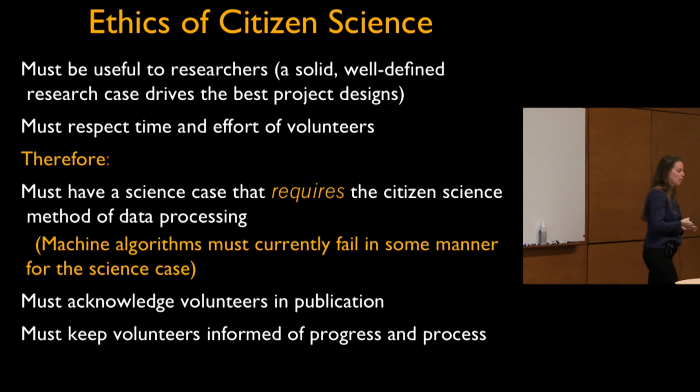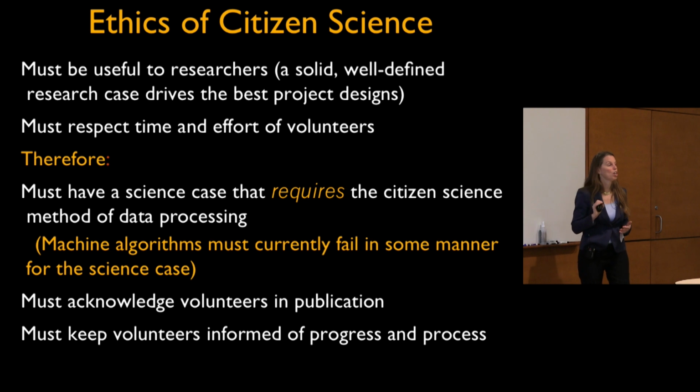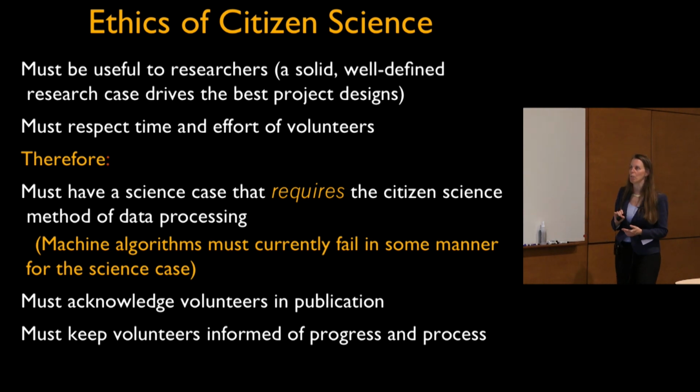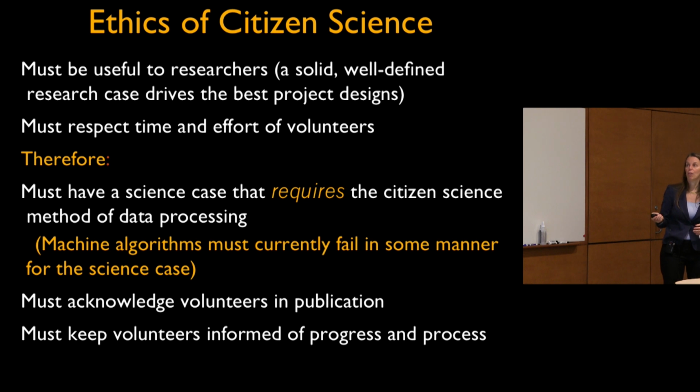It also has to be a research project which can prove that machine algorithms don't yet work on that particular research problem. We must keep the volunteers informed of the progress and the process, and we must acknowledge the volunteers in the publication. We typically do that by putting a link in the publication to a website that lists every single person that has contributed to the work.